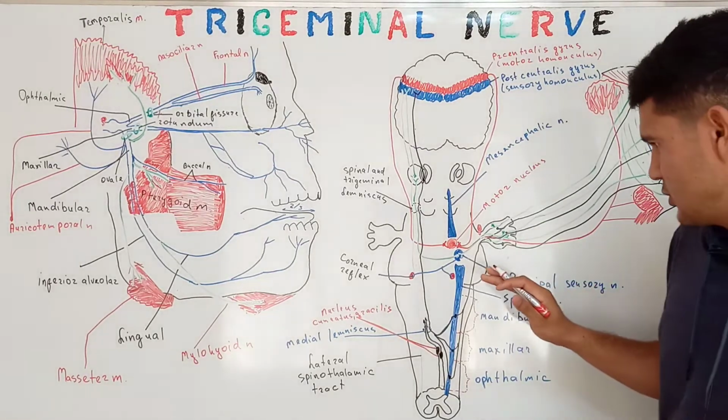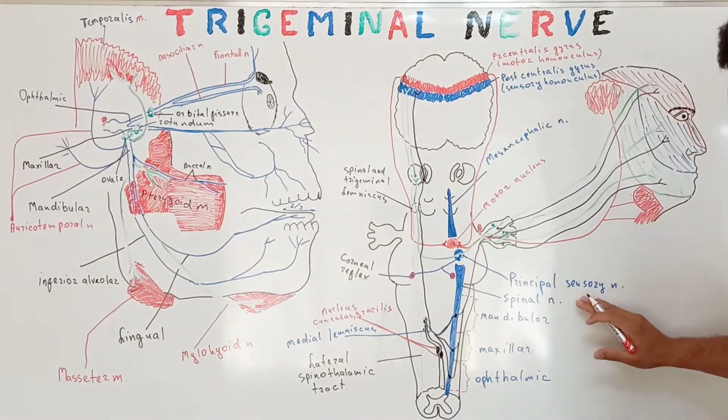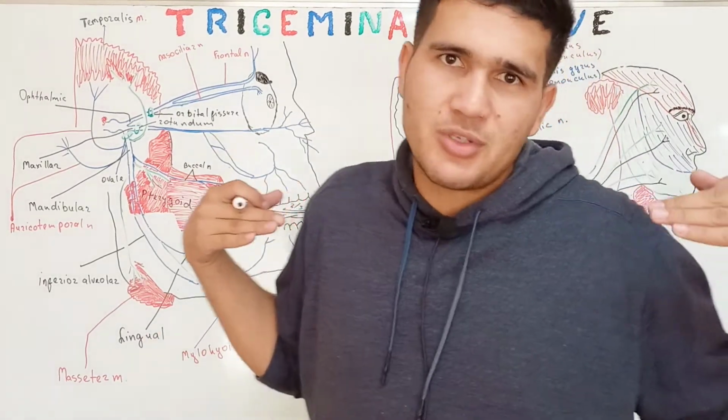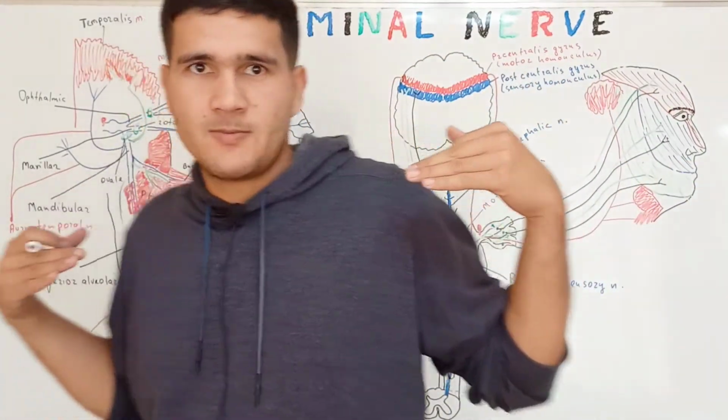And next, information about the sensory system. First of all, I'm going to begin with the principal sensory nucleus. One of the main functions of the principal sensory nucleus is receiving touch and pain impulses from the face.